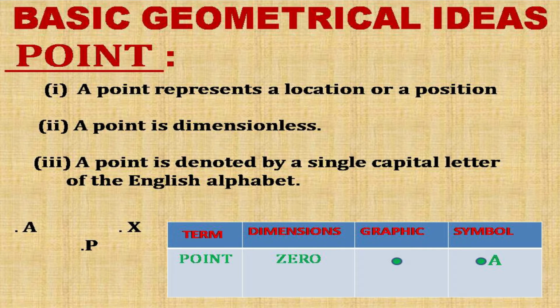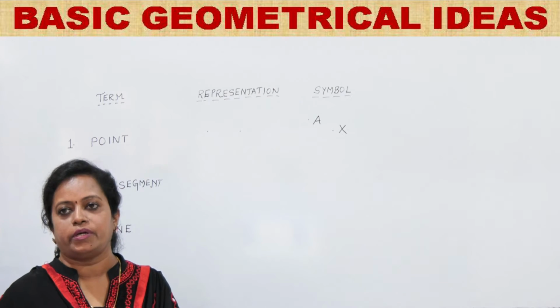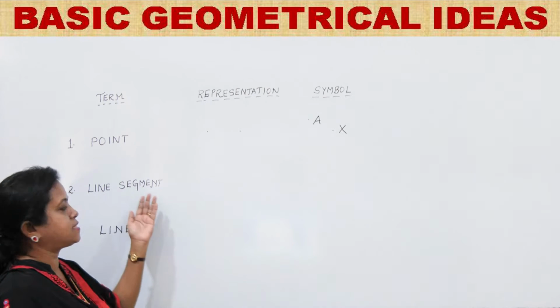So let us see what we understood about point. A point represents location or a position. A point is dimensionless. A point is denoted by a single capital letter of the English alphabet. And you can see the example of the different points that are being shown on the screen. And you can see the symbol that is used and how we represent a point using the capital letter of the English alphabet.